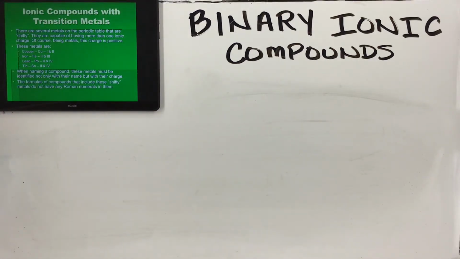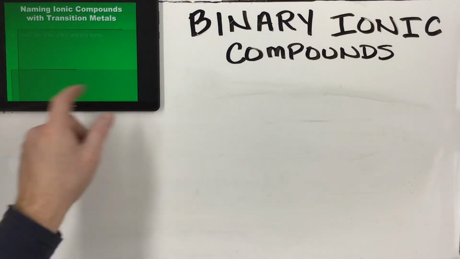So copper, iron, lead, tin. But we also have to indicate what form of it is. Is it copper 1 or copper 2? Is it lead 2 or lead 4? Right? So what we do is we use Roman numerals. You should remember this from grade 10. So it's going to be copper 1 oxide or lead 4 chloride, right?